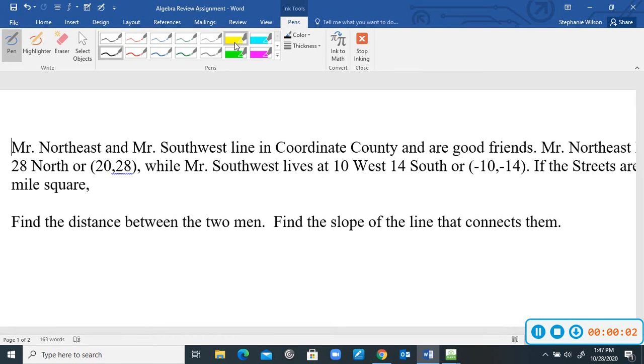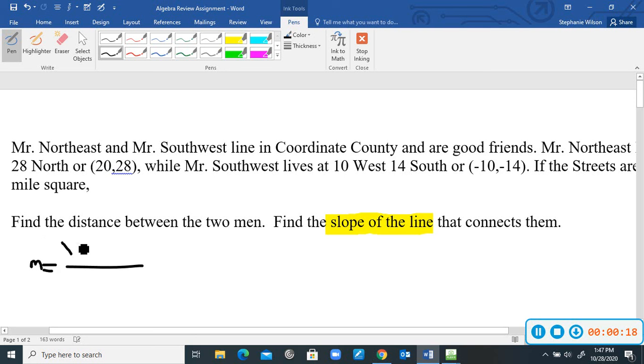Hello. So today we're going to solve for the slope of a line. And whenever we're looking for the slope of a line, we know that we have to go back to these equations of little m is equal to the change in the y values divided by the change in x values.